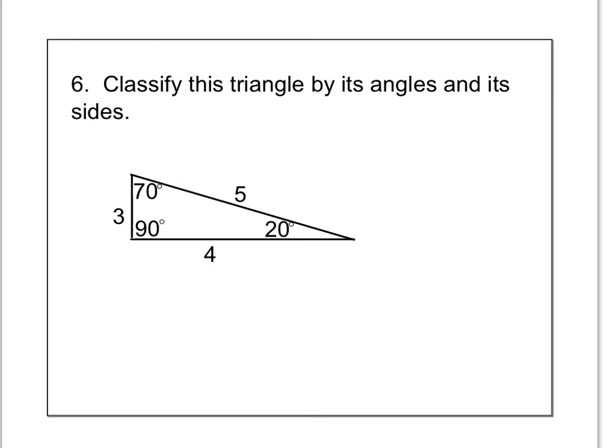Classify this triangle by its angles and its sides. So take a look at the angles first. What kind of triangle is this triangle based on the angle measures? If you noticed you have a 90 degree here, you would say it is a right triangle. Next, you have to classify it by its sides. So the 3 sides are all different. We have 3, 4, and 5. That means it is scalene. So it is a right scalene triangle.